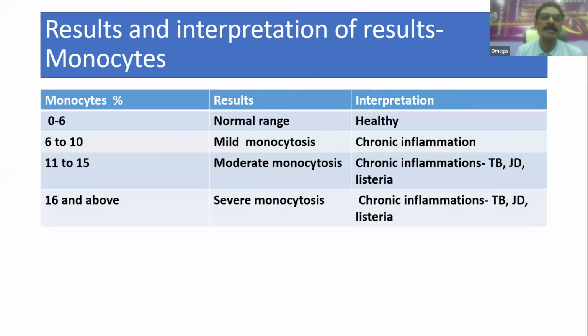Then the monocytes. Generally, chronic inflammation is an indication of monocytosis. Monocytosis can be observed in case of tuberculosis, Johne's disease, and listeria. Tuberculosis is very commonly observed, and Johne's disease is also very commonly observed in sheep and goat.